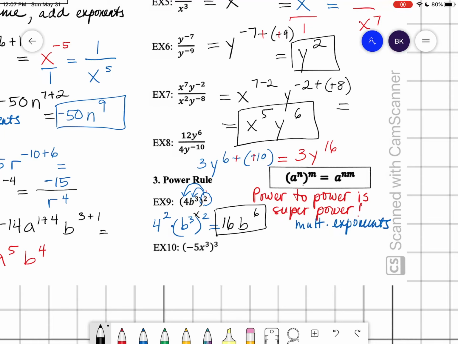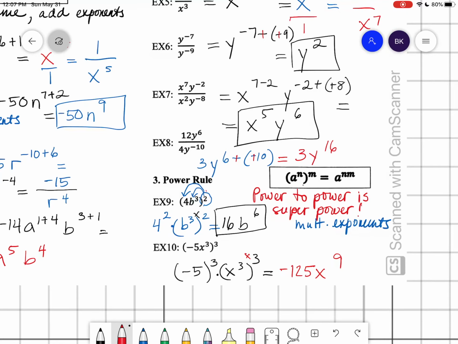Example number 10, we're going to do the same thing. We're going to raise negative 5 to the 3rd power, and then x to the 3rd power, ladies and gentlemen. So negative 5 to the 3rd power is negative 5 times negative 5 times negative 5, which is negative 125. And then 3 times 3 is 9, so it will be x to the 9th power. And that is my final answer.